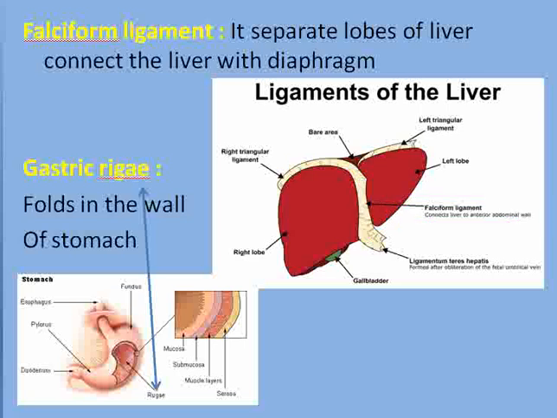Then the next one we have the gastric rugae, and in the diagram it is mentioned as gastric rugae or ragae. The folds in the wall of the stomach are called the gastric rugae. In certain books they are given as ragae, in certain books as rugae.